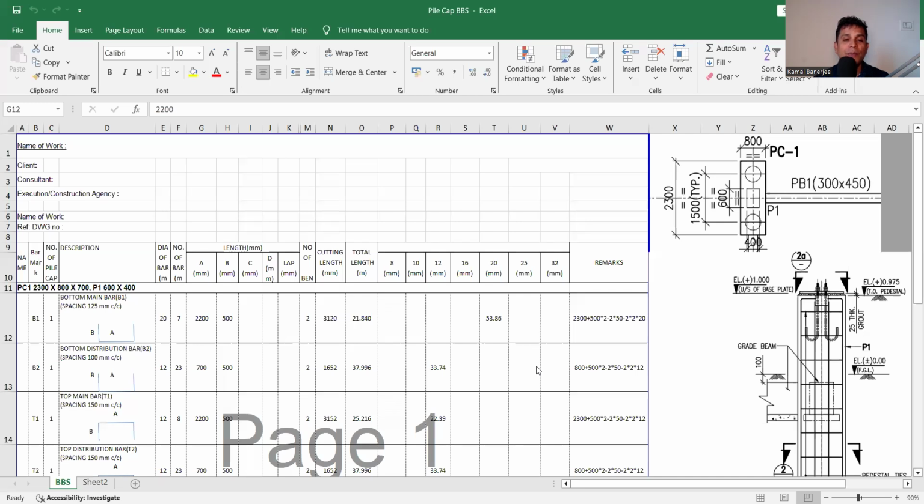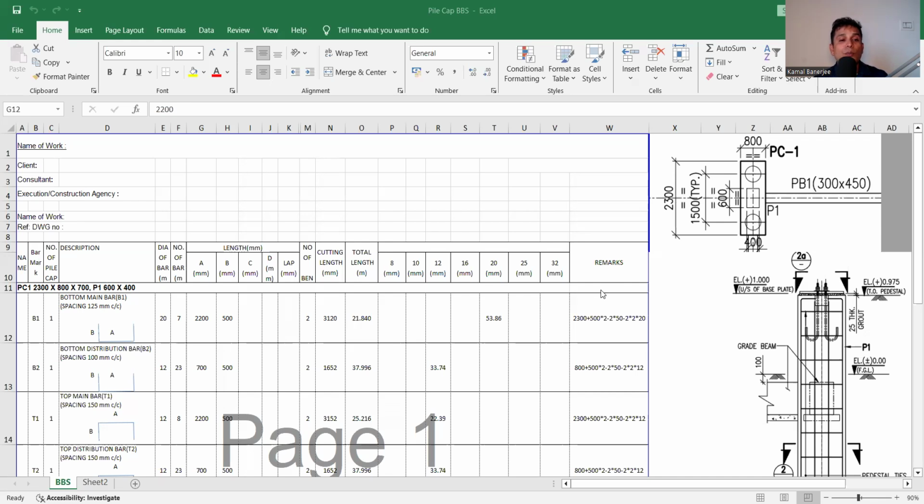Here it is, the bar bending schedule. So how can you make the bar bending schedule? First, we need to put the name of work, client name, consultant name, executing agency, and then the reference drawing number. Now here we are saying pile cap 1, PC1, 2300 into 800 into 700 is the dimension, and P1 is 600 into 400. Here 2300, 800, 600 by 400.